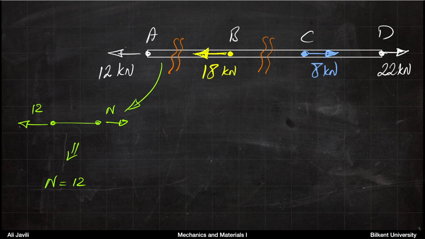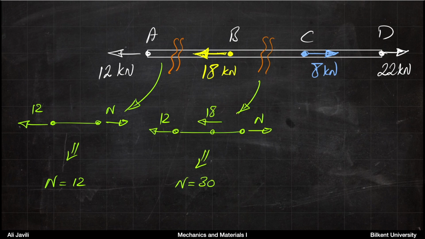Then we do exactly the same thing, but this time we cut it somewhere between B and C. If you look into this section, you know that you would need a normal force to keep this piece in equilibrium. And basically you have a force 18 here, you have a force 12. That tells you that the normal force must be 30 kilonewton. So the normal force between B and C is 30 kilonewton.